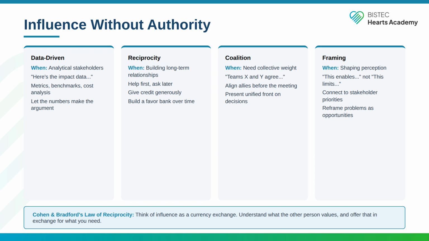Third, coalition building. When you need collective weight behind a decision, align your allies before the meeting. If teams X and Y already agree with your approach, that changes the dynamic entirely. Present a unified front on decisions. Coalition building is especially powerful when you're proposing changes that affect multiple teams.